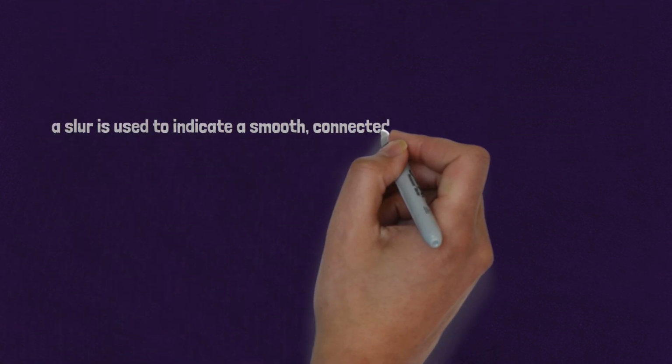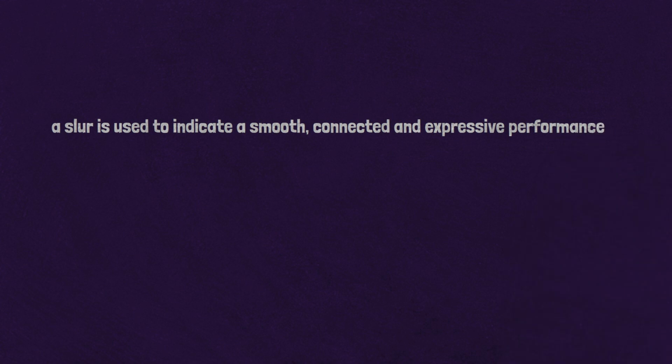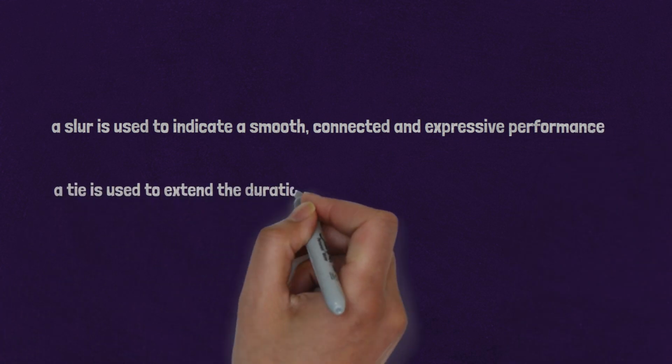In summary, a slur is used to indicate a smooth, connected and expressive performance, while a tie is used to extend the duration of a note.